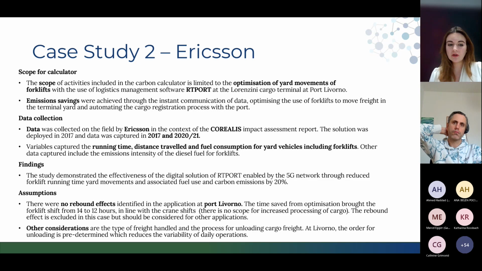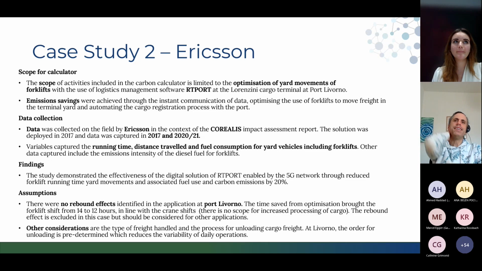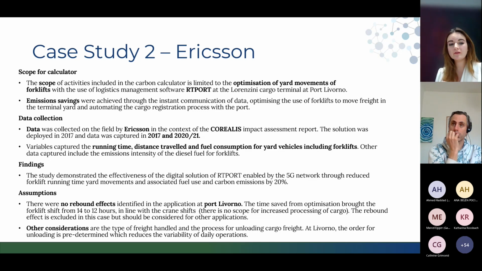And then another consideration is the type of freight handled, because when dealing with general cargo, the nature of cargo handled is very heterogeneous. Unlike container freight, which is obviously standardized sizes, there's a lot more variability in the type of items unloaded, and that obviously affects the smoothness and the efficiency of running operations. So in the case of Livorno, the order of unloading freight is predetermined, so that reduces the variability of daily operations because there's an additional element of efficiency, which allows for greater comparison.